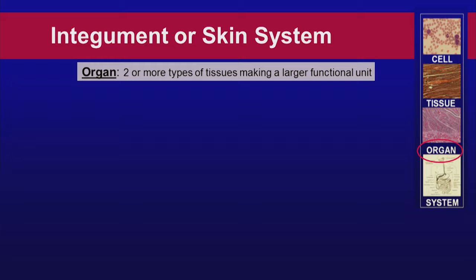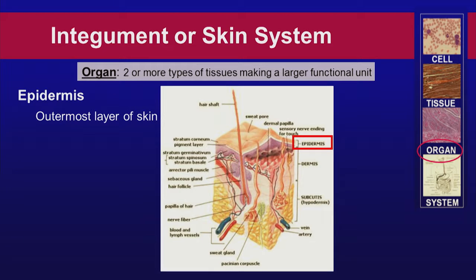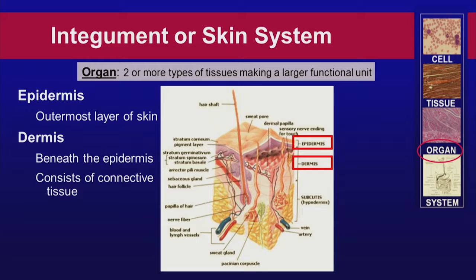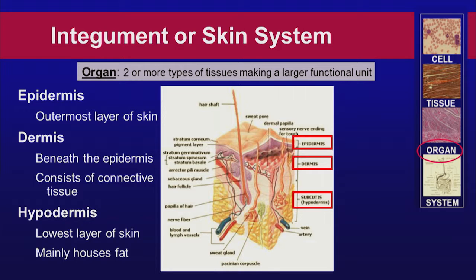If we look from tissue now to organs, remember an organ is whenever you have more than one type of tissue, and that makes an organ. Skin is an organ. We can see the epidermis on the surface. You can see the dermis below. So epidermis is epithelium. Dermis is connective tissue. And then below there, also connective tissue, is the hypodermis, where you have many fat cells, as you can see.